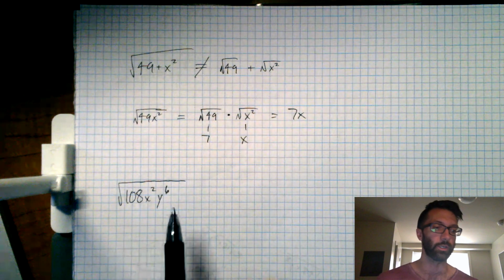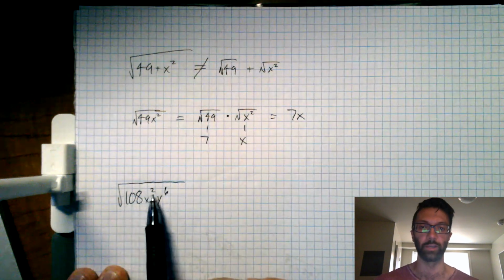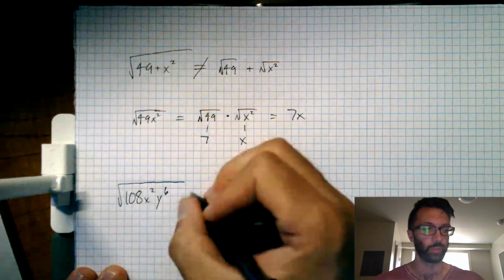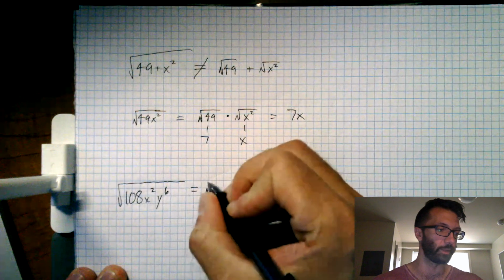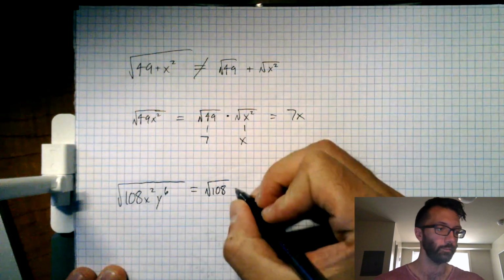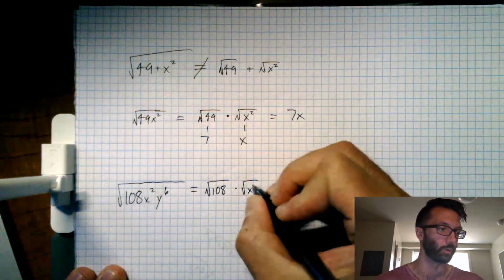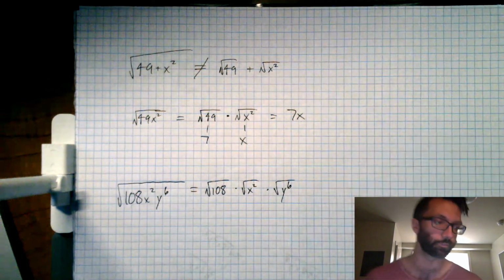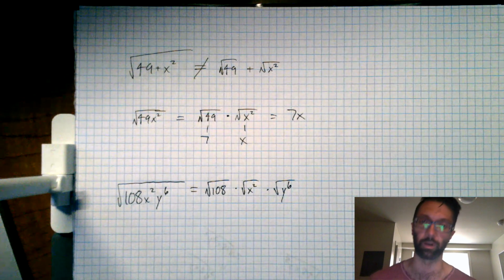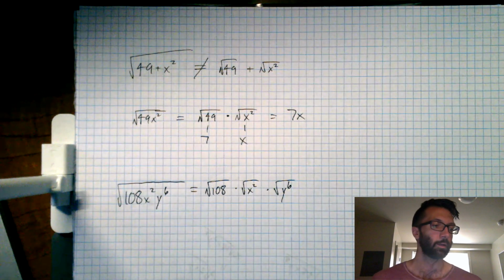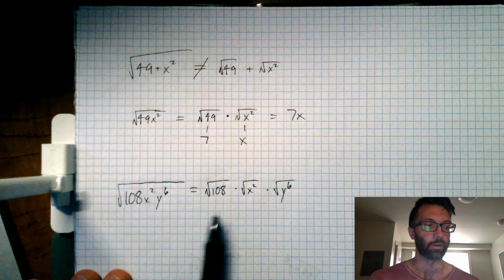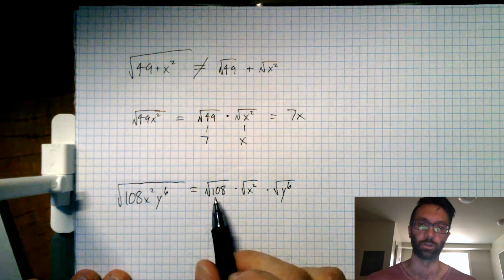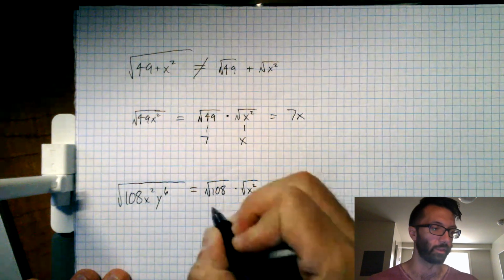So just like we just did, since this is all multiplication here, this is 108 times x squared times y to the 6th, I can now break this up into the square root of 108 times the square root of x squared times the square root of y to the 6th. And then I can just simplify all of these parts and then multiply them all together. And so if you remember how to express this one here in simplest radical form, you find the largest perfect square that goes into 108, and that would be 36.